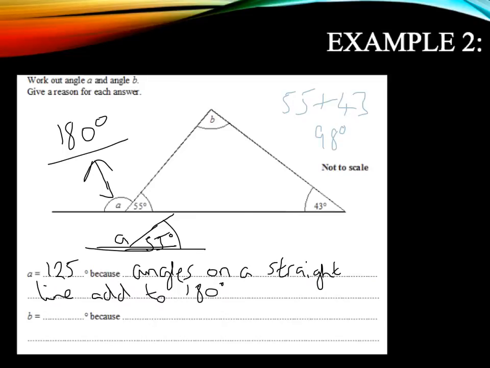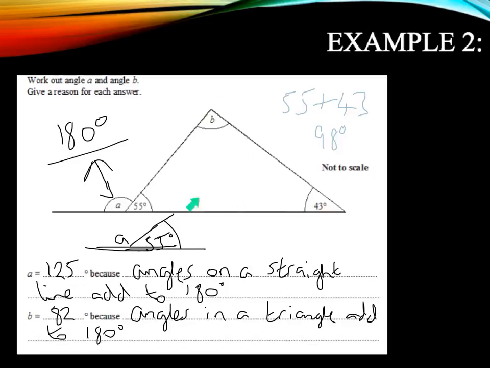You can do this in several ways. Again, you can do 180 minus 98. You will get the same answer of 82 degrees. Why? Well, because angles in a triangle add to 180 degrees. Okay, fairly straightforward. We've used a different fact though. We've used this one about angles on a straight line, even though on the face of it, it looks like it's something to do with this triangle.